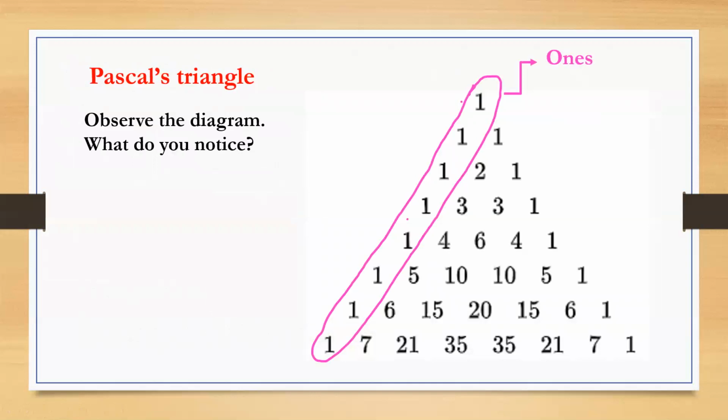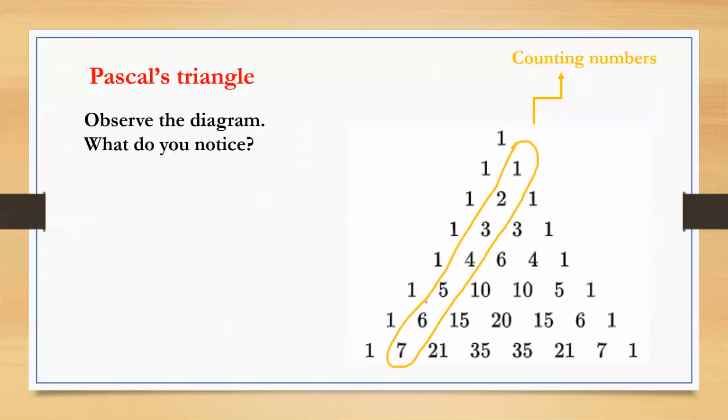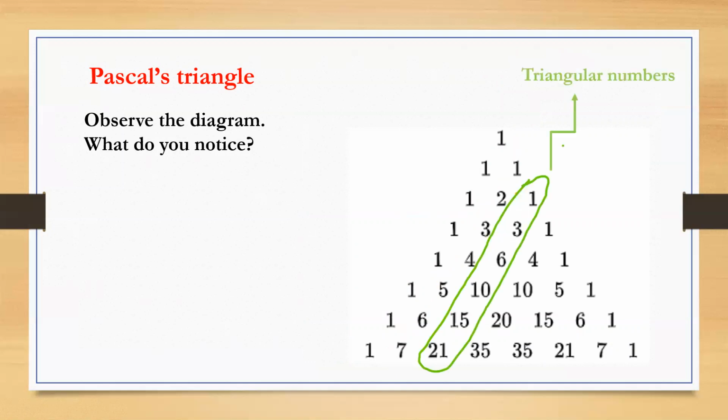So if you look at the first diagonal, it consists only of ones. So remember we had repeating patterns, so I can consider this as a repeating pattern, 1, 1, 1. If we look at the second diagonal, we have 1, 2, 3, 4, 5, and so on. These are what we call the counting numbers. Now, if you look at the third diagonal, 1, 3, 6, 10, and so on, these are the triangular numbers.